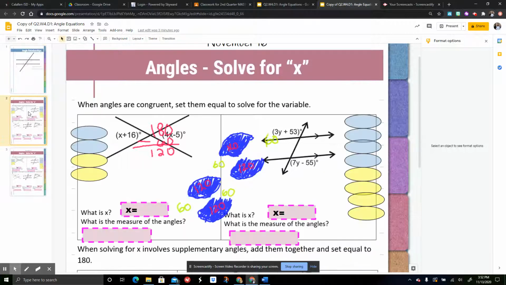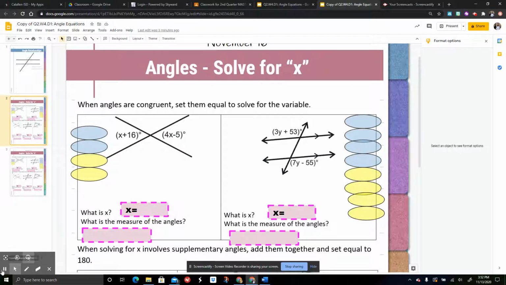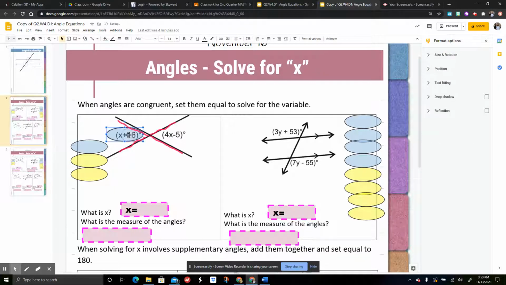So when I go to my very first example, it says, when angles are congruent, set them equal to solve for the variable. If you'll notice that we have colored bubbles here, if you look at the relationship between this angle and this angle, it looks like two V's connected at the point. That makes them vertical angles. And we know that vertical angles are congruent. So we can grab this blue and move it here and here. And then we also know that these two are vertical as well.